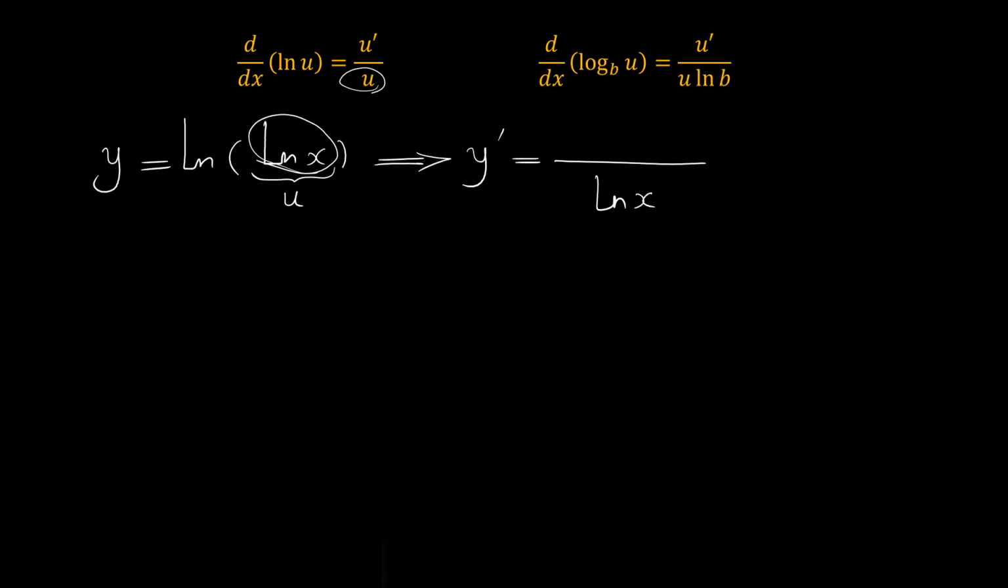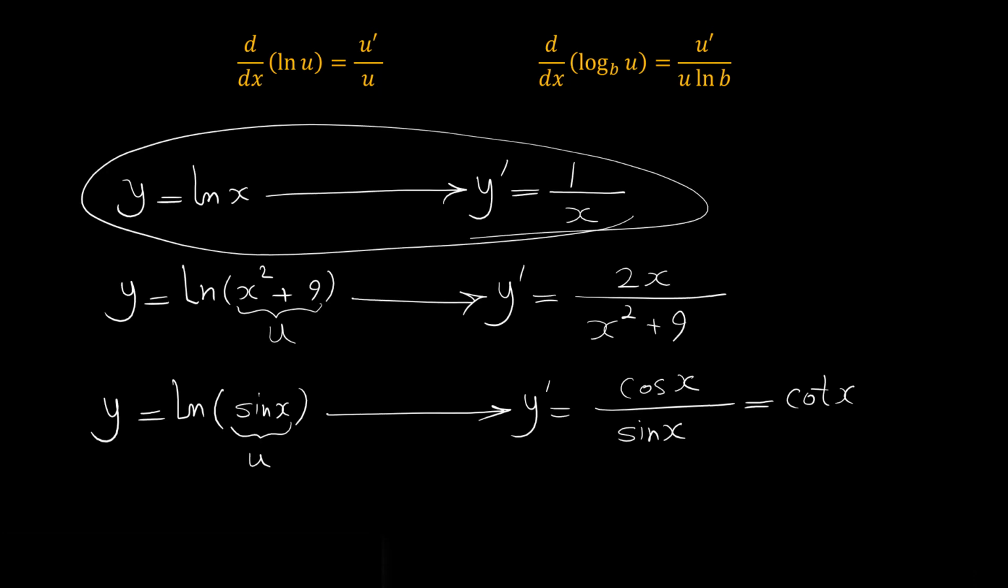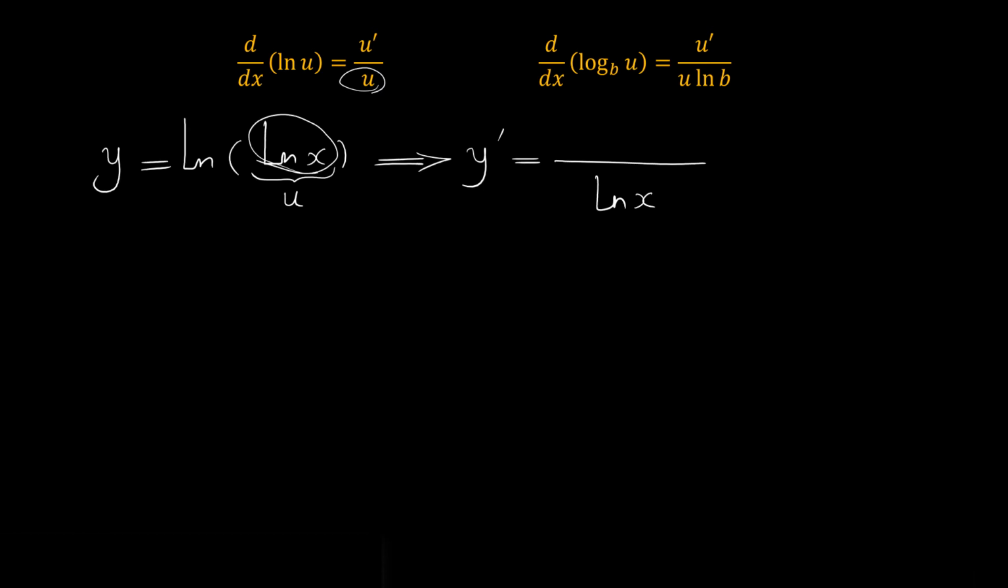If you remember from the example that we did here, derivative of ln of x is 1 over x. So in the numerator we have 1 over x. If you want, you can simplify this answer as 1 over x times 1 over ln of x, which is 1 over x ln of x. So derivative of the function ln of ln of x is 1 over x ln of x.